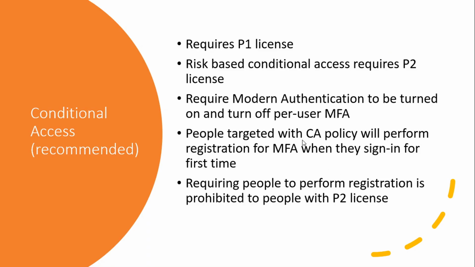So the people who are targeted with the conditional access policy will perform registration for MFA when they sign in for the first time. For example, you have put in a conditional access policy wherein it requires users to do MFA if they are not logging in from trusted locations, which is your office location. So until a user signs in from a non-trusted location, they will not be prompted to set up the registration for MFA. However, if you have a P2 license, you can force users to perform registration.